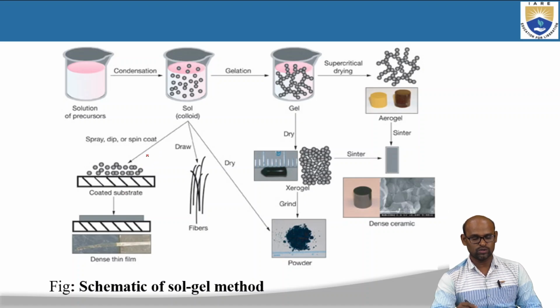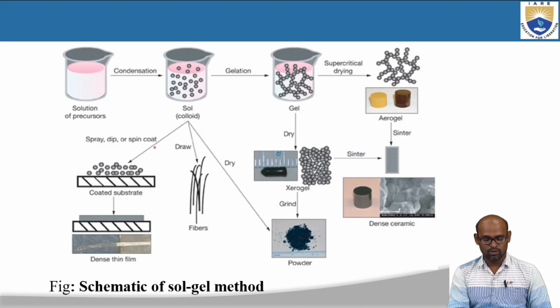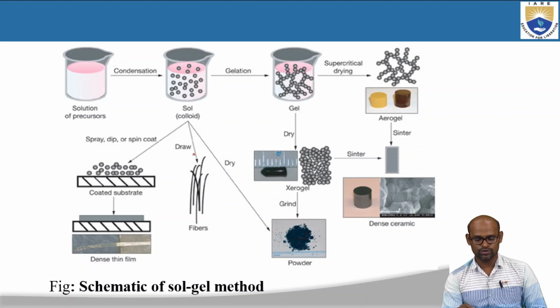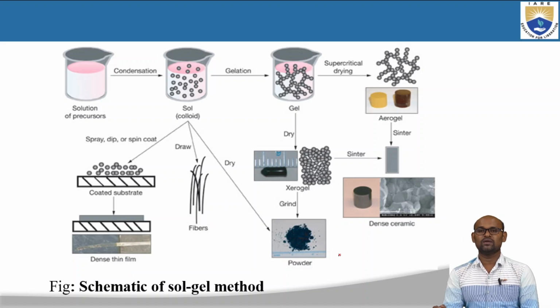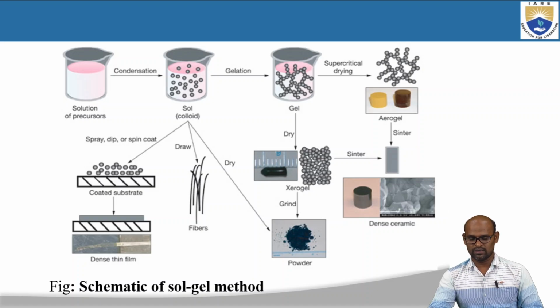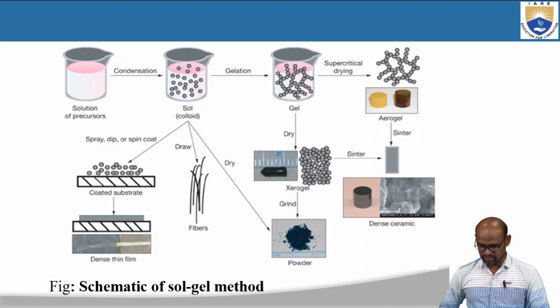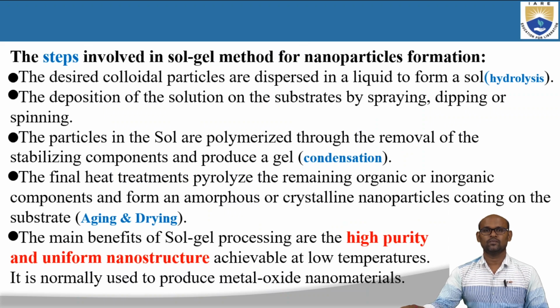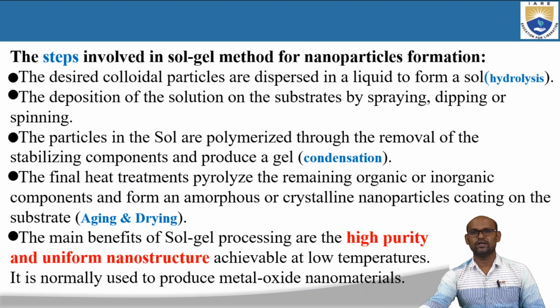Once we can coat this solution onto a substrate by coating, spinning or dipping, we can prepare a dense thin film, or we can use this solution to draw fibers, or we can dry this solution to get powders. So we can form different kinds of nanomaterials using this solution by critical drying or supercritical drying of this solution. So basically the steps involved in the sol-gel method for nanoparticle formation are given here.